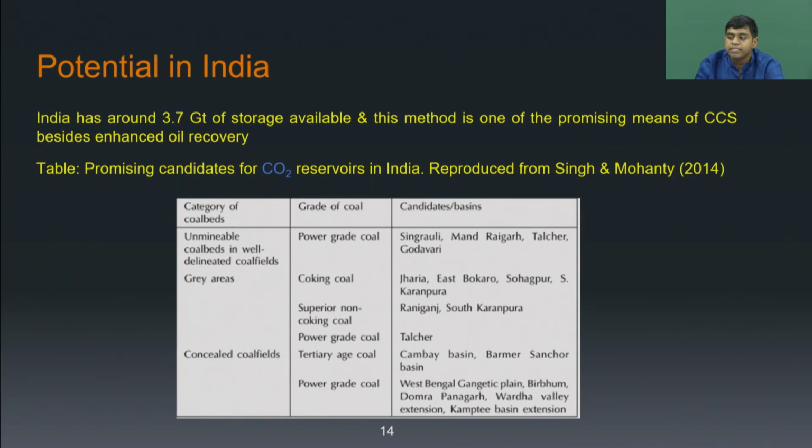Now potential in India. India has around 3.7 gigatons of storage for this method, and this method is a very promising means of CCS going forward, and the government of India itself has seen this method along with CO2 enhanced oil recovery as one of the methods it wants to implement going forward under CCS. The table below summarizes some of the promising candidates for CO2 reservoirs in India. It has also divided itself into categories of coal beds, in which unmineable coal beds are there, grey areas of storage, and concealed coal fields which are present. Cambay Basin, Damodar Basin, Jharia Basin, and several others are important sites.